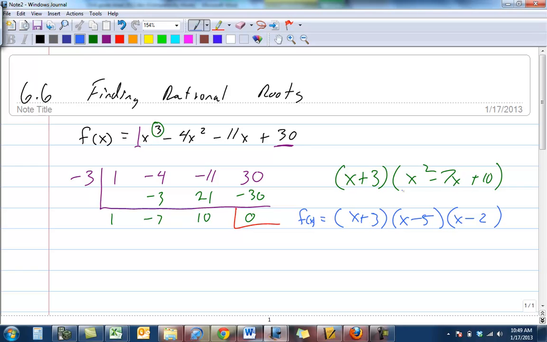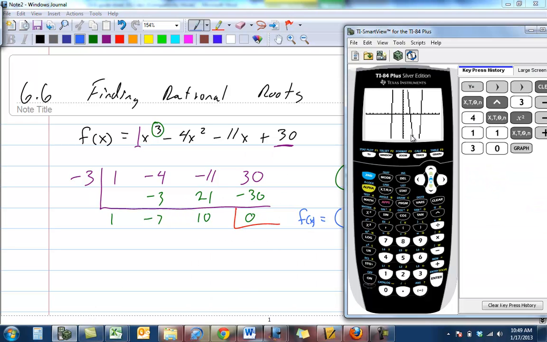Instead of having to go through this and try and factor it, look at this graph. One of the other zeros that we can see is positive 2. So check this out. I'm going to synthetically divide again, only I'm going to use the number 2, using x squared minus 7x plus 10. All right, the coefficients are set up for me, and I can synthetically divide again.